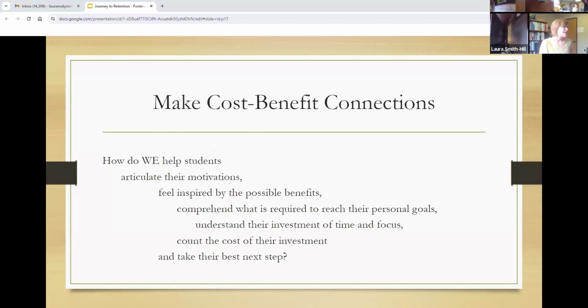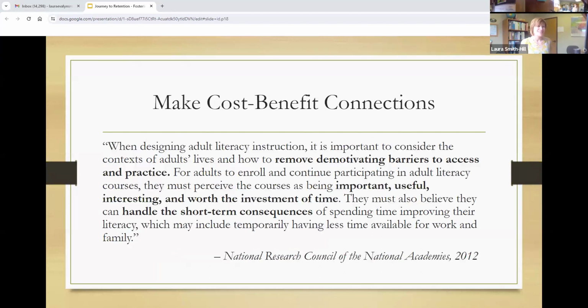The next topics may take more time than we have available, so we might want to pause it, but I'll do a quick overview and see if we have a future opportunity to discuss this further, because cost-benefit connections are really, really a rich element of creating student buy-in. You can read through some of those thoughts there. And this is some of the research telling us about considering how our students can remove demotivating barriers.